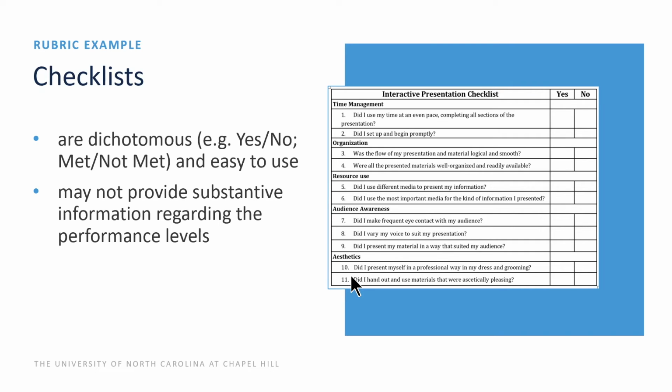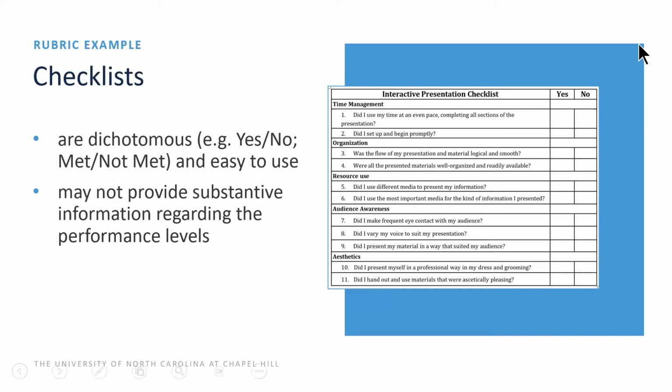And so that's helpful, but it may not provide, again, substantive information regarding performance levels. It's harder to get into some of the nuances of student performance using a checklist, because it can be hard for some things to really show: did they have no analysis or do they have great analysis? That's not really getting into those gray areas in between. And so that's a limitation of a checklist rubric as well.